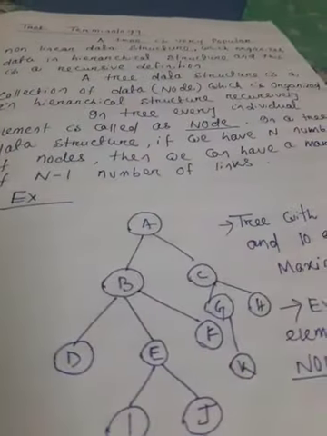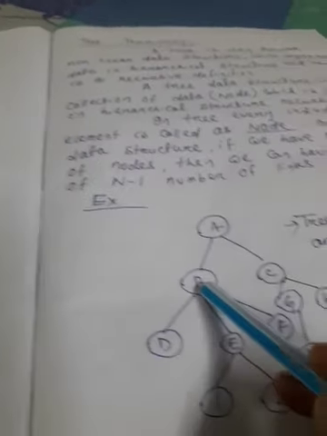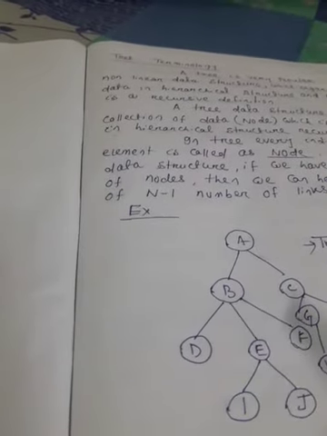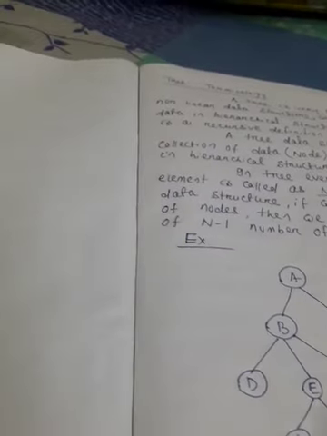So from the above example, or in this example, which one is a child node? B is a child node, C is a child node, D is a child node, E child node, F child node. G child node, A child node because it is a parent node. So the node which is a parent node is known as a child node.